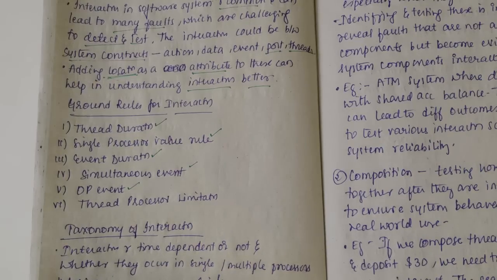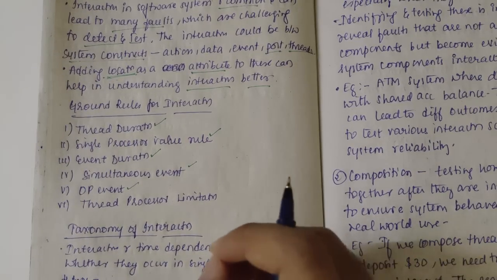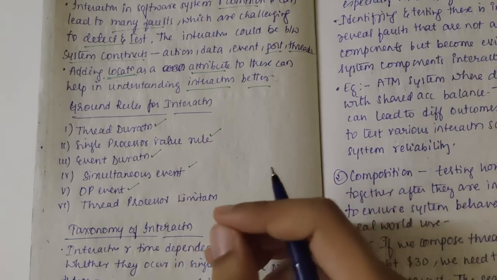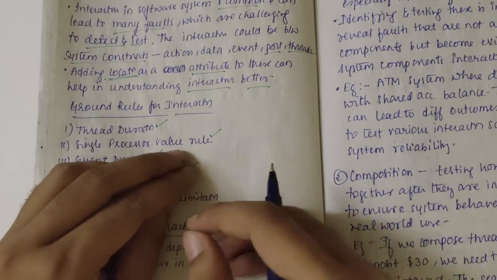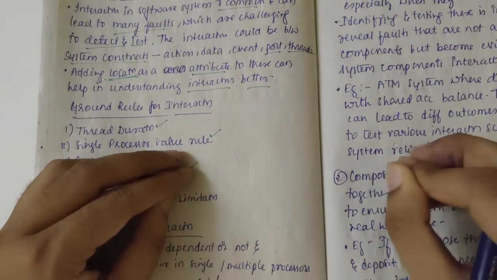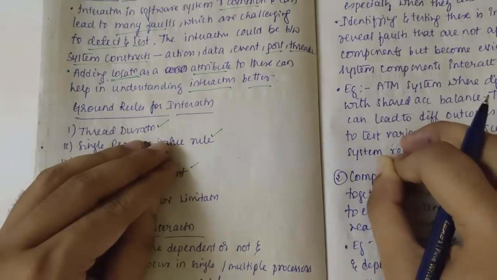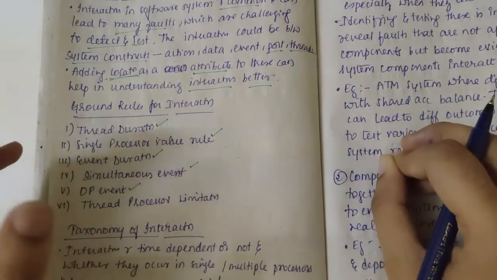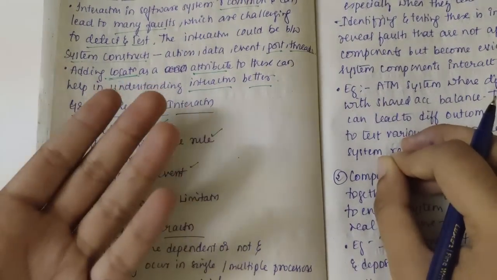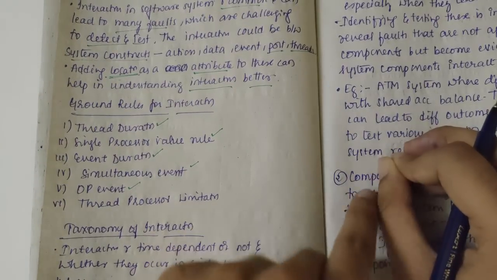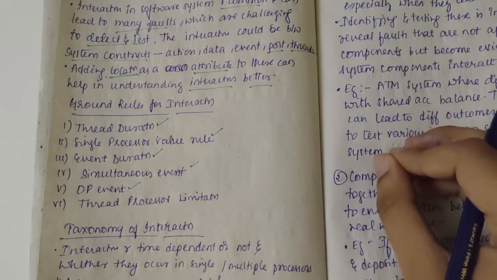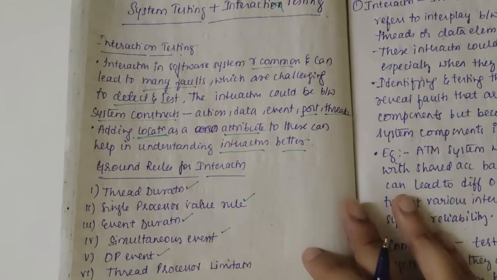Output event means that in a single processor, two output events cannot begin at the same time, because one event would be depending on certain resources, or there will be some threads helping with this output execution. So when I try to make another output execute, it is not possible because this particular resource is already being utilized. So this was about the ground rules for interaction.